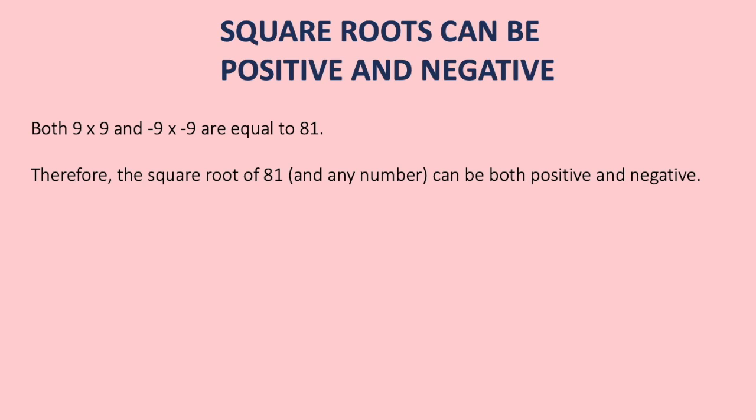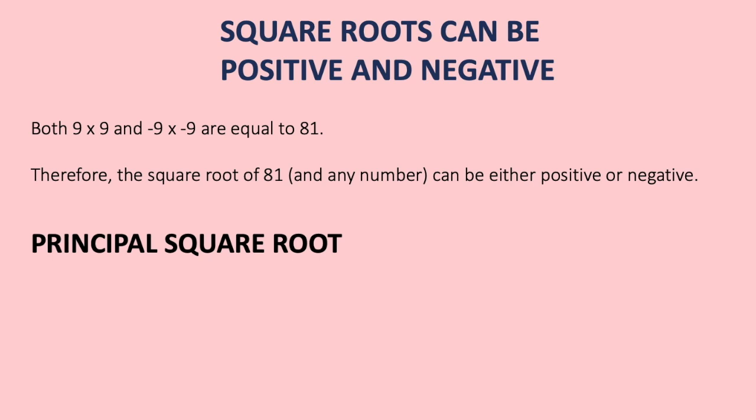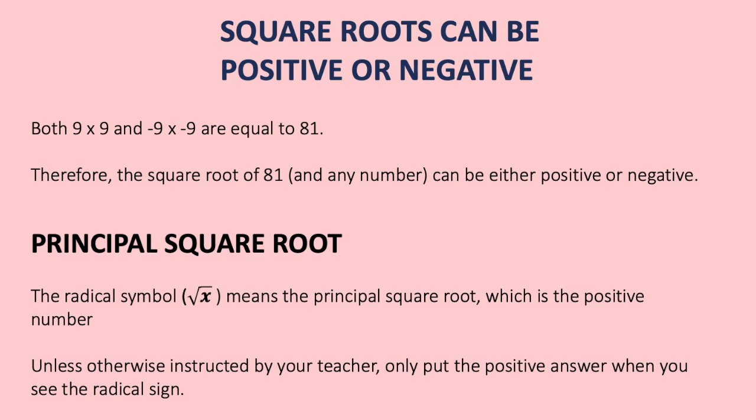So we have established the principal square root, which means that the radical symbol signals for the principal square root, which is the positive number. So unless otherwise instructed by your teacher, only put the positive answer when you see the radical sign.